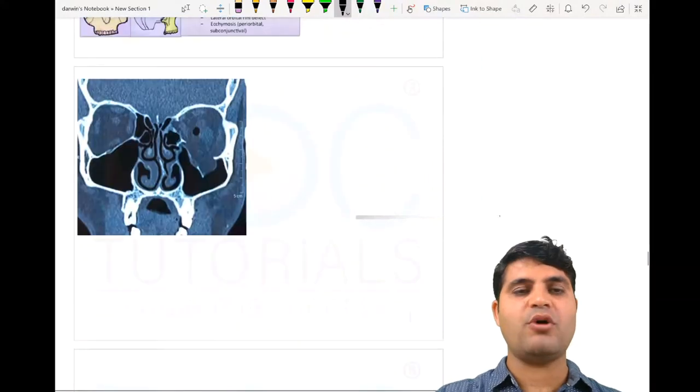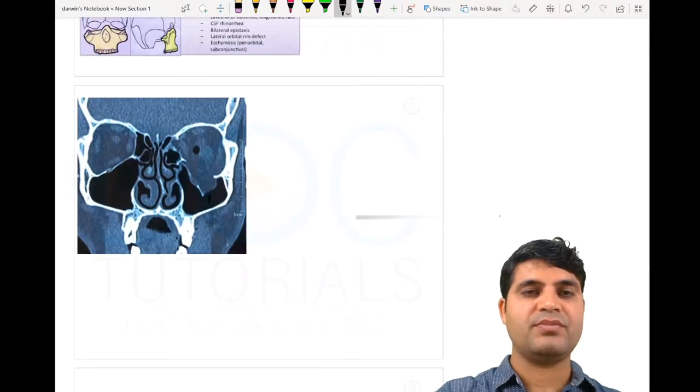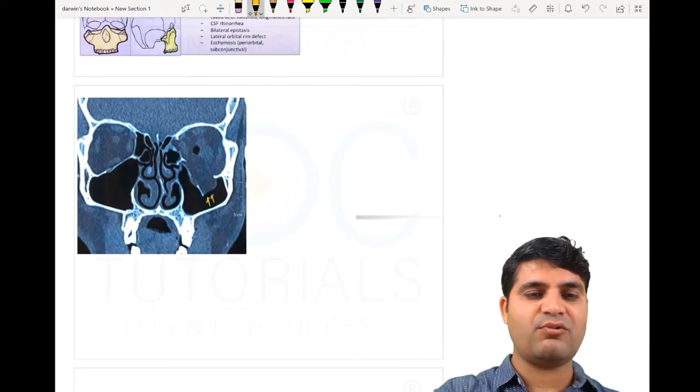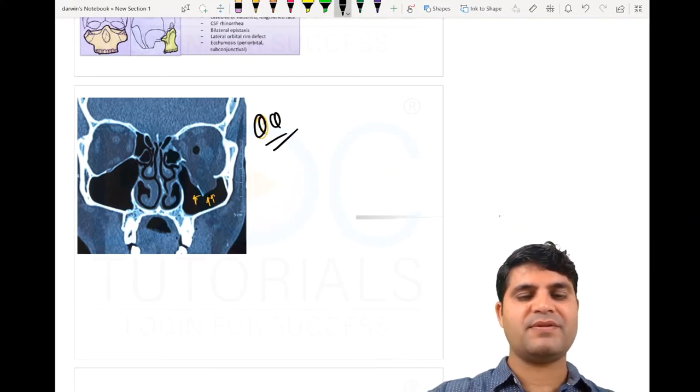This is blowout fracture of orbit. You can see this question was asked, I think, last year. Blowout fracture of orbit. Clear? Important.